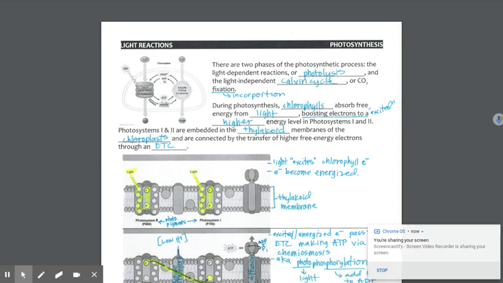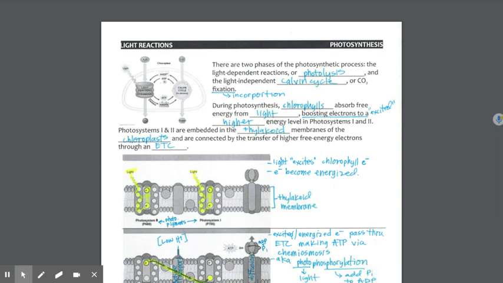So let me see if I can explain the light reactions of photosynthesis a little bit better. I was going to do a fill in the blank one with my iPad, but my Apple Pencil is not cooperating. So we'll just do it this way.